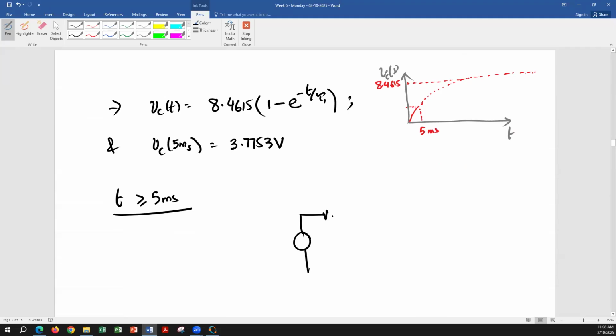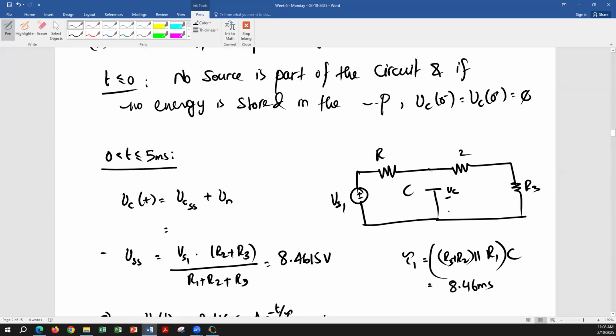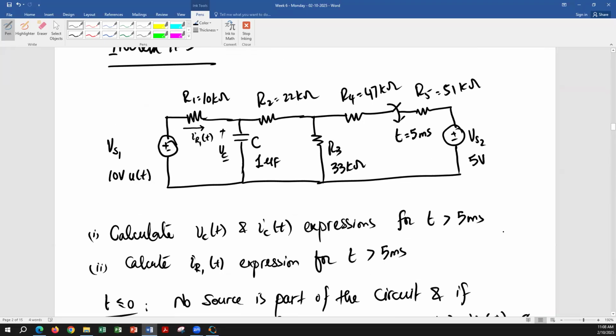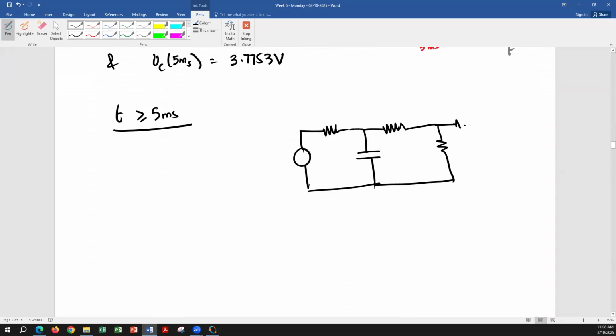VS1, R1, capacitor, R2, R3, and R4 and R5. R4, switch, R5, VS2. So the switch is going to be closed. It's going to be a short circuit. R4, R5, and VS2. That's the circuit for the second time.